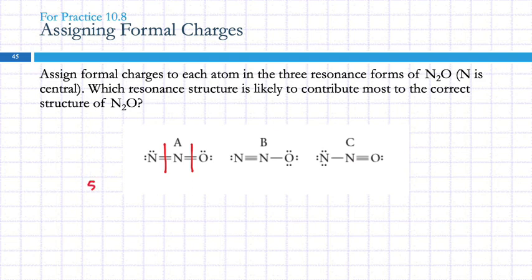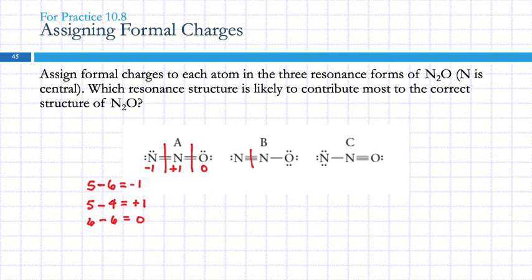So nitrogen came with 5. So this nitrogen came with 5, and it's going to leave with how many? 2, 4, 6. So negative 1. So this one's negative. I'll do it on the bottom. This one's negative 1. And the guy in the middle also came with 5, but he's leaving with 4. So that's plus 1. And oxygen on the end there brought 6 and is going to leave with 6. So that one's 0. This one's plus 1, and that one's 0.